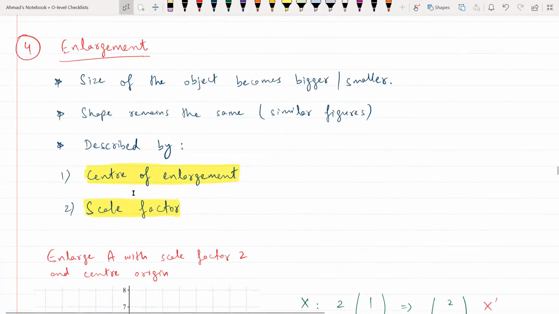All right, let's go to enlargement now. What is an enlargement? In which the size of the object becomes either bigger or smaller, right? But the shape remains exactly the same as before. The shape does not change. So that's why the object and image will be similar figures, and the properties of similar figures will also apply to them.